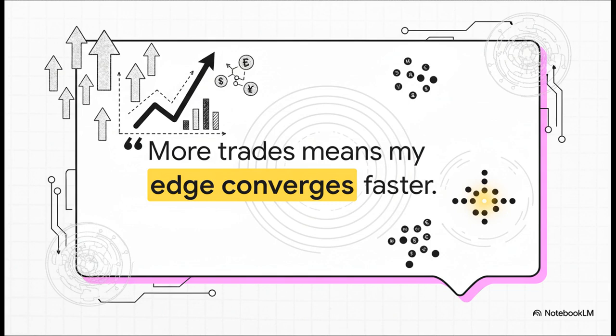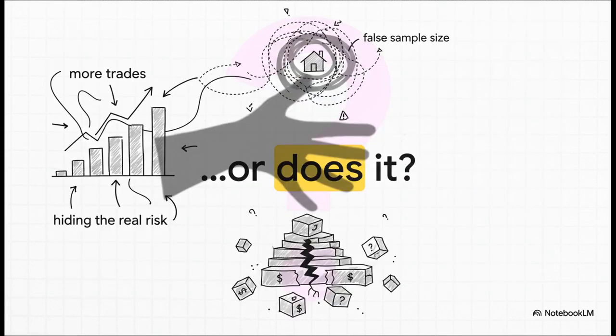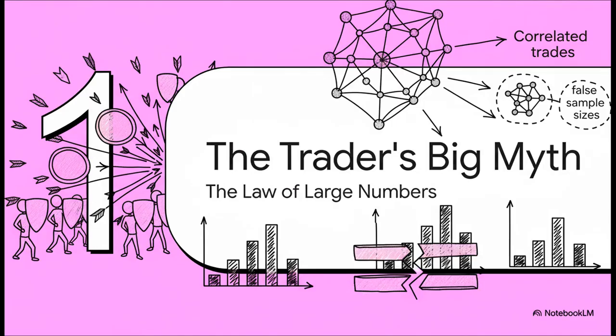The logic seems solid. The more trades I make, the more the law of large numbers kicks in, and the more certain my profits become. It just makes sense. But what if that core assumption is totally wrong? What if piling on more and more trades isn't making you safer at all? What if it's actually hiding a massive account-ending risk right under your nose? And that right there is what we're calling the trader's big myth.